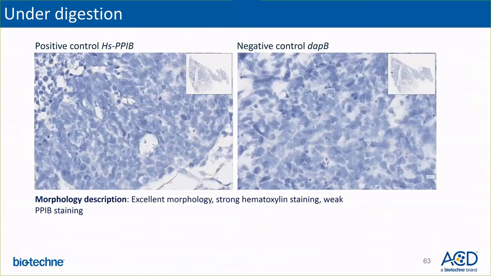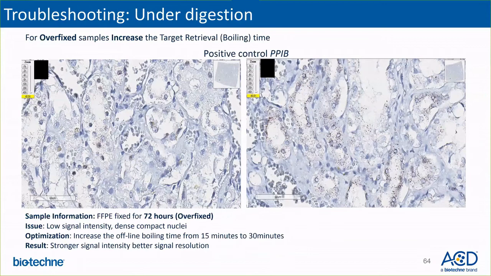In the opposite direction, here are samples that have been underdigested. The PPIB staining is much weaker, but the tissue morphology looks great, showing no signs of overdigestion. To troubleshoot any underdigestion on your samples, we would recommend extending your pretreatment conditions. In manual assays, you would increase the target retrieval time to 30 minutes.